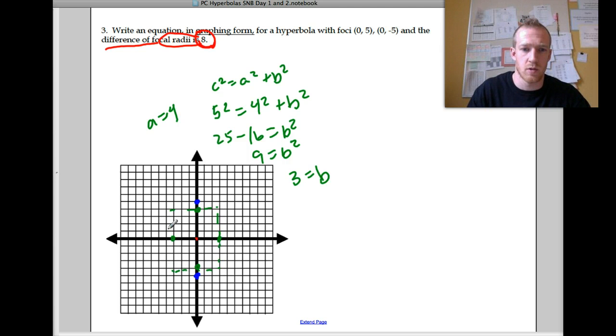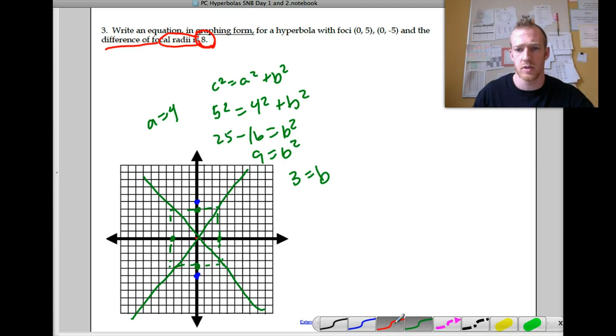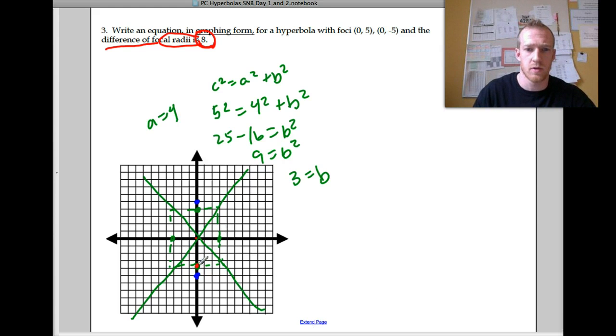Now none of the green is actually part of our graph. The only part of our graph is this vertex, and then it opens up and down, so we're like this. So the red is actually the only thing that's the graph. The green asymptotes just help us see how slanty or non-slanty it is. Its eccentricity actually is the term for that.